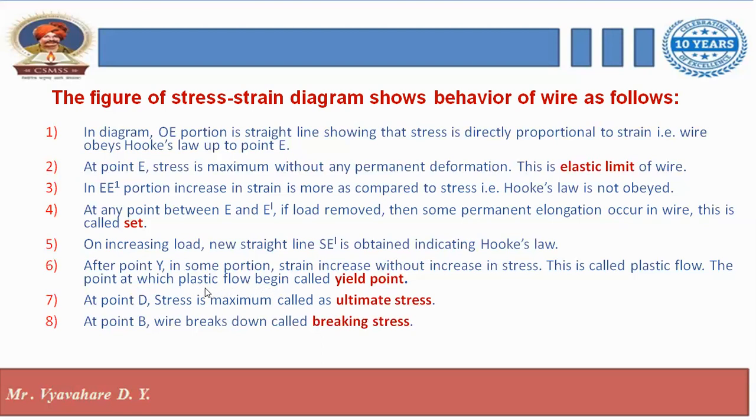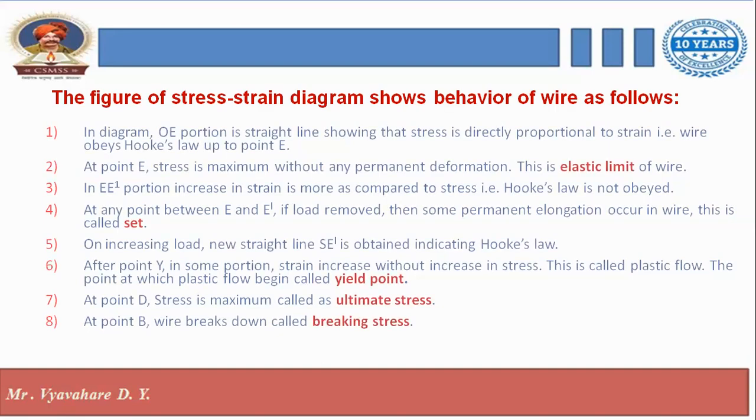जहां से plastic flow start हो रहा है उस point को बोलेंगे yield point. Then at point D, stress is maximum, which is called the ultimate stress. And at point B, where the wire breaks down, that is the breaking stress.